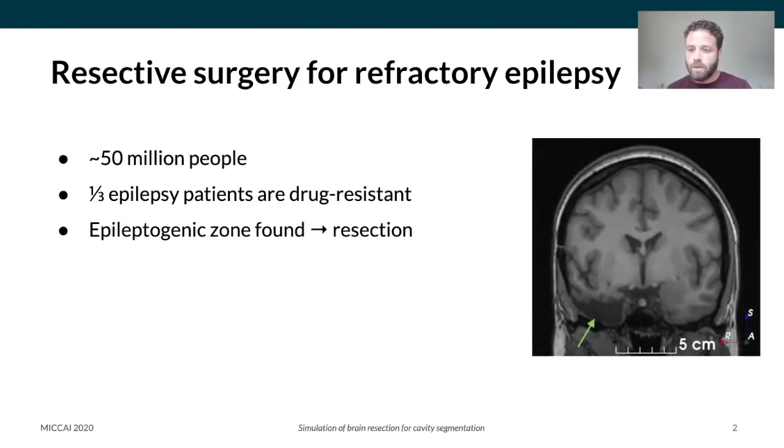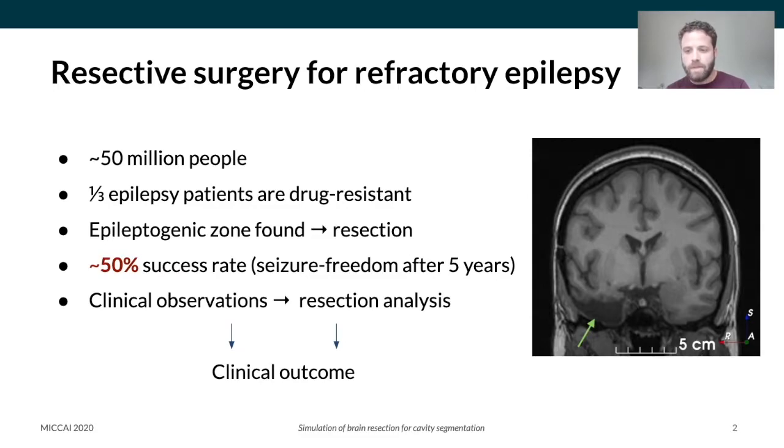This image shows a coronal slice of a postoperative T1 weighted MRI, where the right temporal lobe has been resected, as shown by the green arrow. However, only half of the patients who undergo a resective surgery are seizure-free after 5 years. Therefore, we need to better understand and predict who will be seizure-free after the surgery, and for this we need to know exactly how much of each brain structure has been removed.